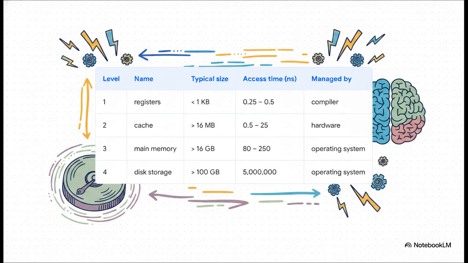I mean, just look at these numbers. They're kind of mind-blowing. Accessing the CPU registers takes less than half a nanosecond. Accessing the disk, 5 million nanoseconds. That incredible difference in speed is exactly why the OS works so hard to manage memory and caching. Keeping the right data in the fastest possible storage layer is the secret to a snappy, responsive system.